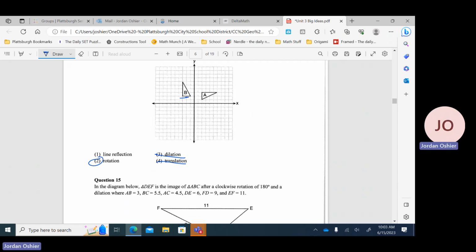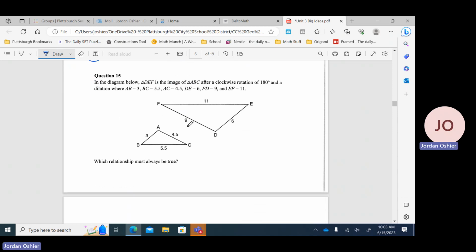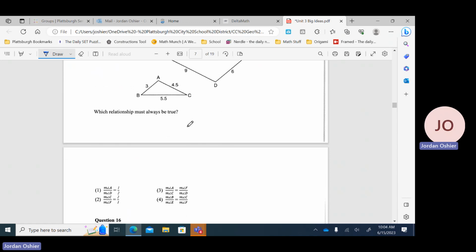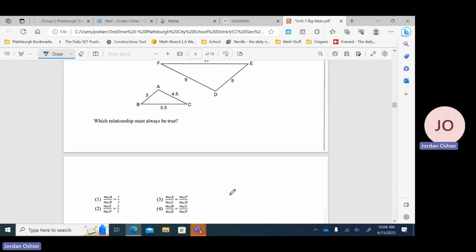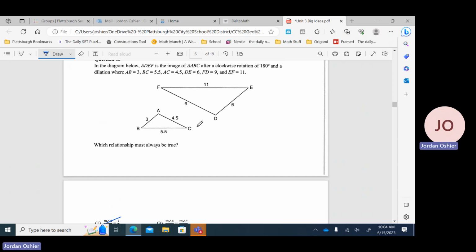Again, for the dilation, I would just check that each side, like 2, 3, that they're all the same length. The next question, what relationship must always be true? So they gave us a whole bunch of information. And then I'm looking down here right away to just kind of see, they're talking about angles in my multiple choice question. So I'm immediately getting rid of 1 and 2 because angles are the same in a dilation. They preserve angle measure.